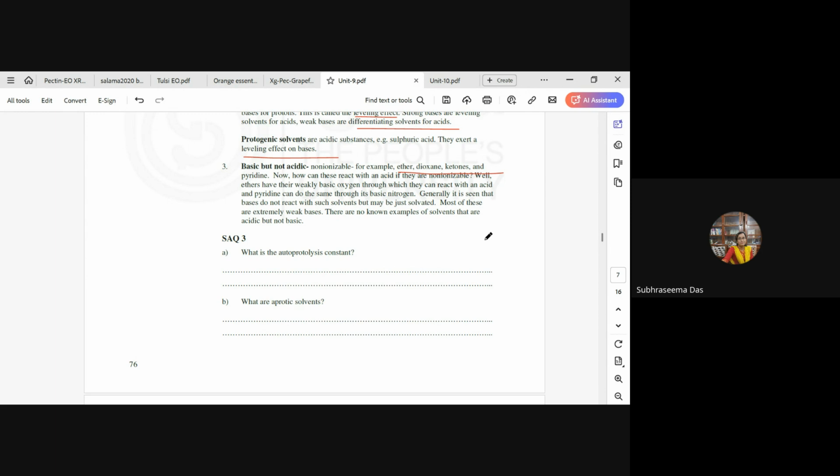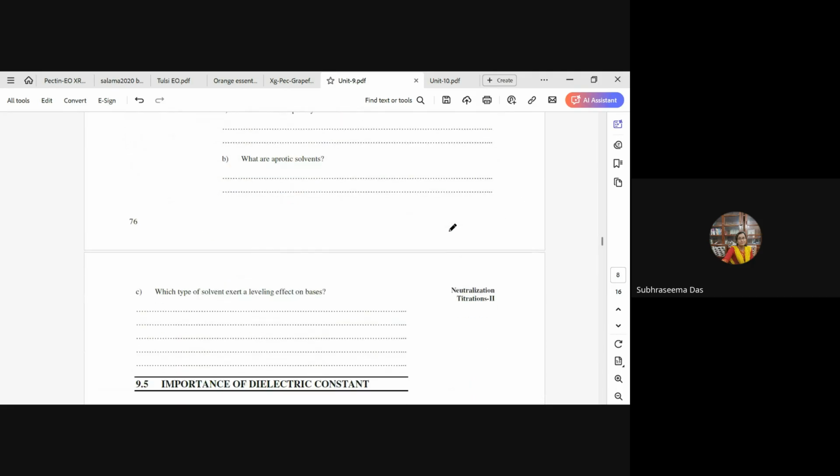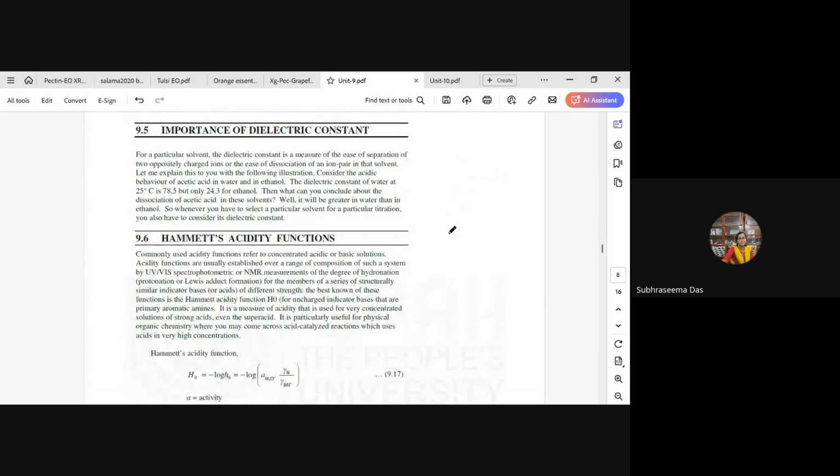It is seen that bases do not react with such solvents, they are just solvated. However, most of these are extremely weak bases. There are no known examples of solvents that are acidic but not basic. Then, coming to the importance of dielectric constant.